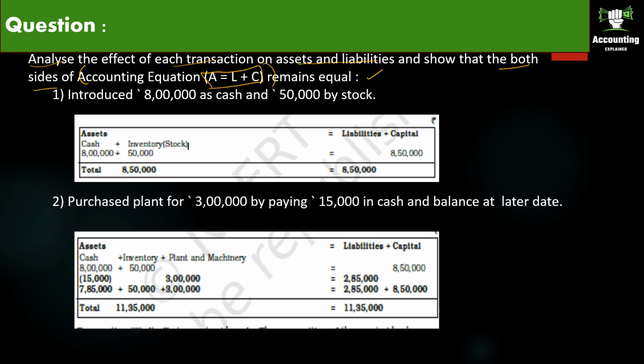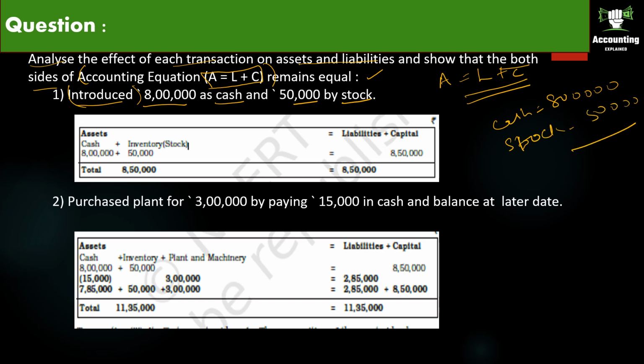So for each transaction we have to prove that A, that is assets, is equal to liabilities plus capital, holds good. The first transaction is: introduced rupees 8 lakhs as cash and 50,000 as stock. Here introduced means that the person has just started the business. So he has brought in cash rupees 8 lakhs and stock rupees 50,000. When you start a business and bring in something new to the business, it is called capital. So the capital here is 8,50,000. That capital he has brought as 50,000 in stock and 8 lakhs in cash.